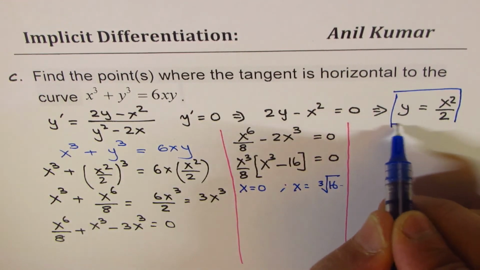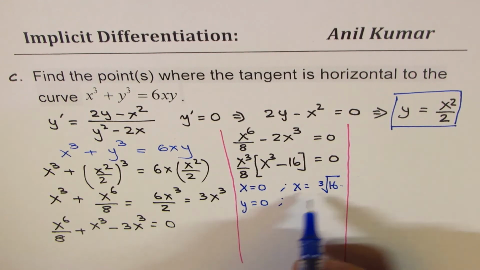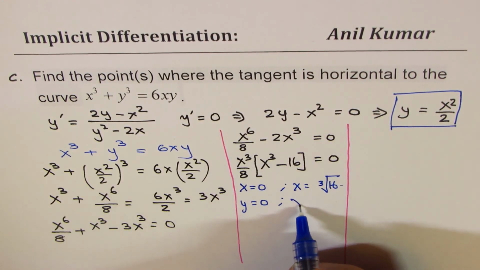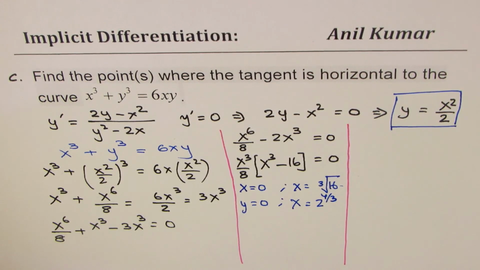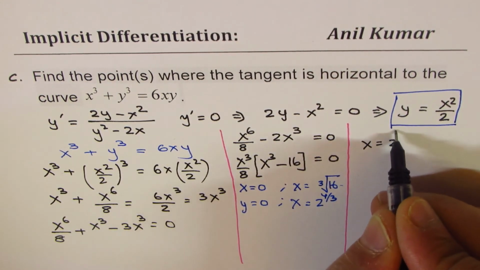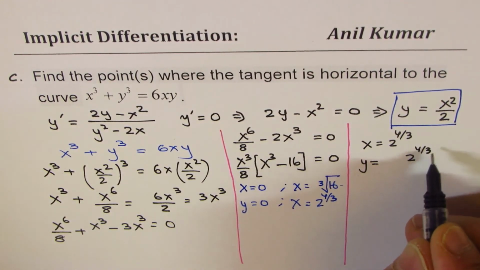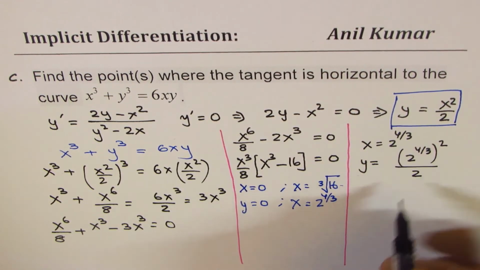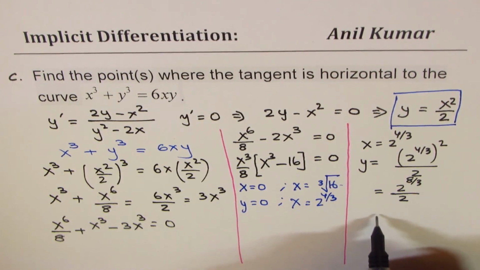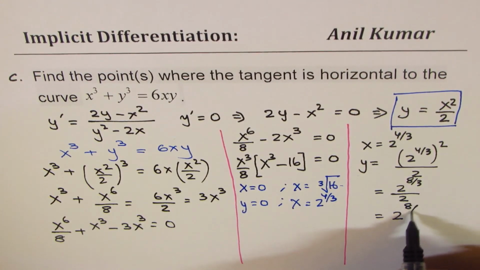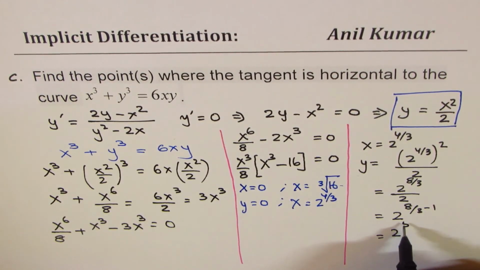This is the substitution done. So if x is 0, y equals 0. So that is one point. Now the other one, let's write it in terms of 2. Since we have a factor of 2, it simplifies. So 16 is 2 to the power of 4, so we could write x as 2 to the power of 4 over 3, correct? Okay. So if x equals 2 to the power of 4 over 3, then y equals (2 to the power of 4 over 3) whole square divided by 2, which is 2 to the power of 8 over 3 over 2, which is 2 to the power of 8 over 3 minus 1, correct? So 8 minus 3 is 5, so we get 2 to the power of 5 over 3.